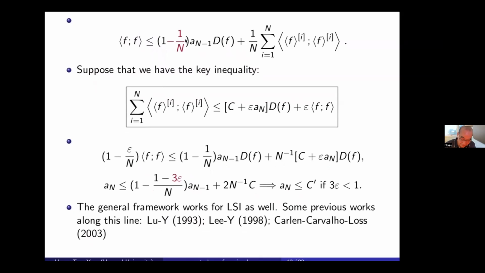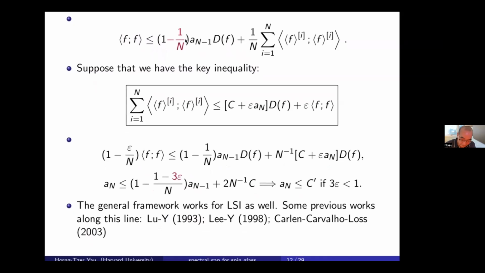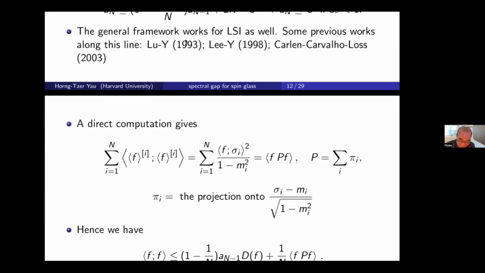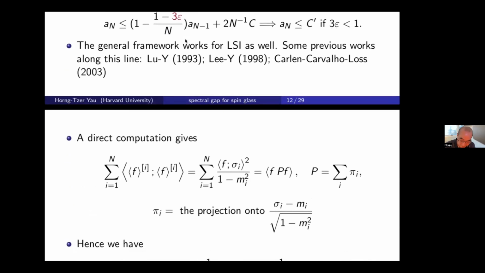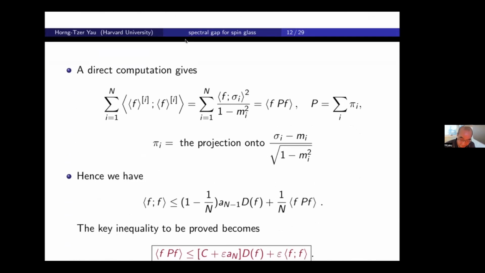Some of this idea was used in the log-Sobolev inequality, and I used this a long time ago in 1993 with Lu, and also with Lee in 1998. And later on, Eric Carlen, Michael Loss and Cavallo used it quite a lot for these Kac models. This was the basic idea, and for the spin glass there are some modifications, and it's a bit complicated. I don't want to go into too much detail, and if I have time, I'll come back to say a bit more.